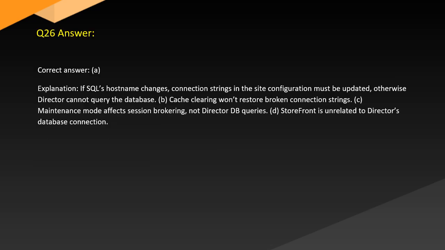Answer. Correct answer: A. Explanation: If SQL's host name changes, connection strings in the site configuration must be updated, otherwise Director cannot query the database. B. Cache clearing won't restore broken connection strings. C. Maintenance mode affects session brokering, not Director DB queries. D. Storefront is unrelated to Director's database connection.